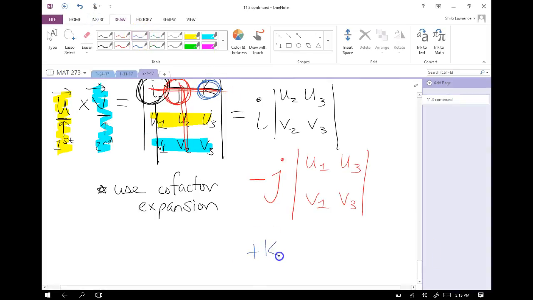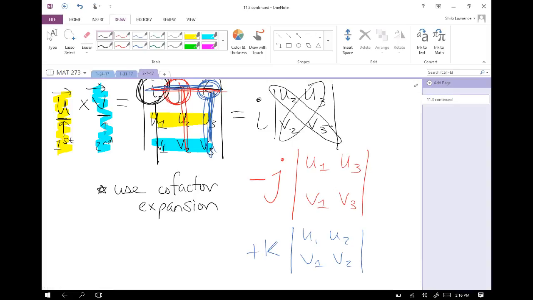So plus K, cover up K's row and K's column, leaving U1, U2, V1, V2. So a 2 by 2 matrix we can easily do. To do the determinant of a 2 by 2 matrix, you do the product on the major diagonal, and then you subtract the product on the minor diagonal.